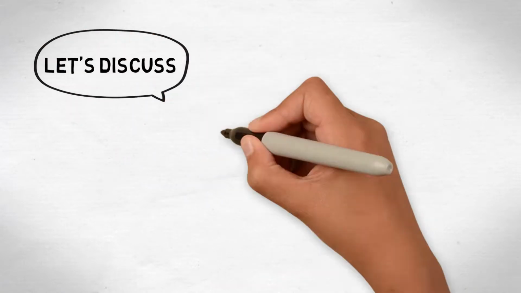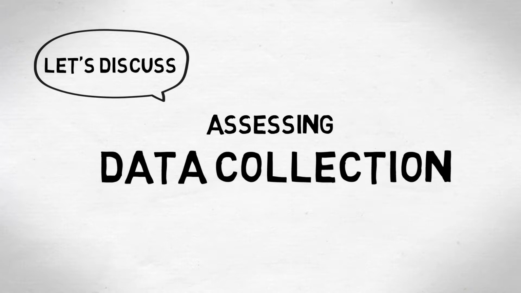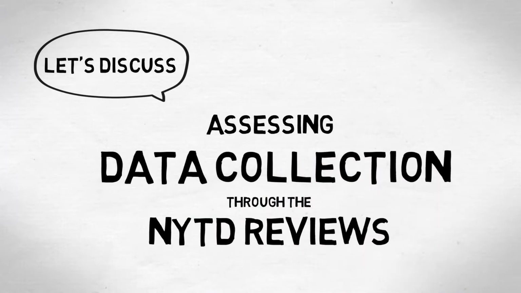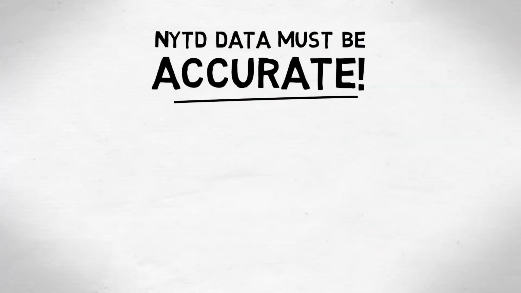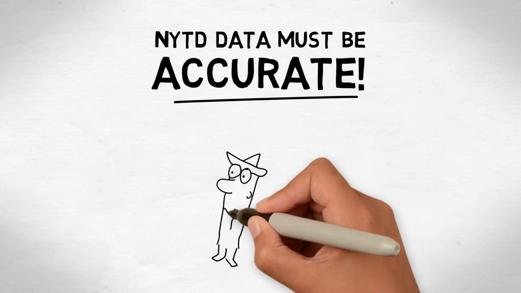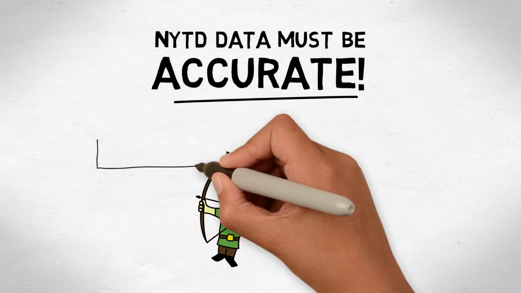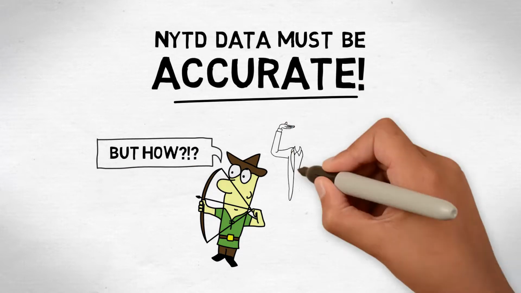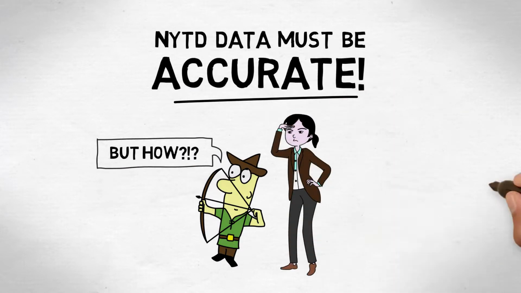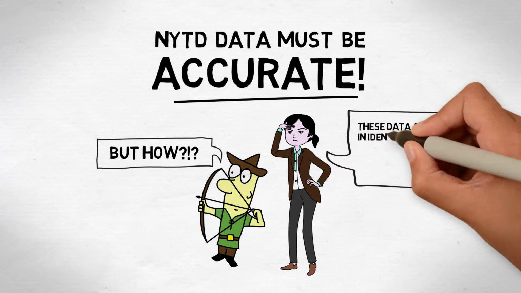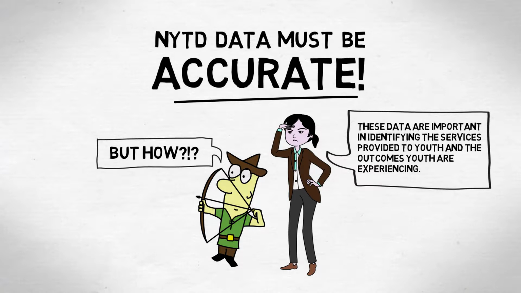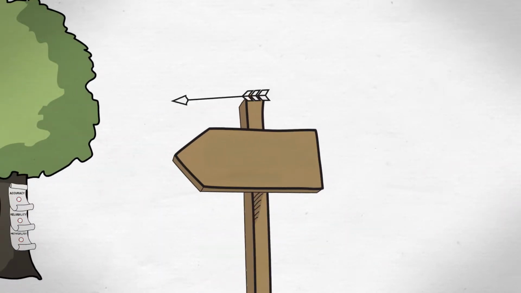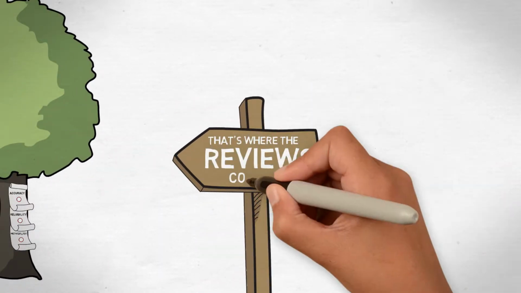Let's discuss how we assess states' data collection efforts through the NYTD Reviews. NYTD data represent real young people, so it is important that all the information collected about them is accurate. But how do we determine whether the data are both accurate and reliable? Remember, these data are important in identifying the services provided to youth and the outcomes youth are experiencing. That's where the reviews come in.